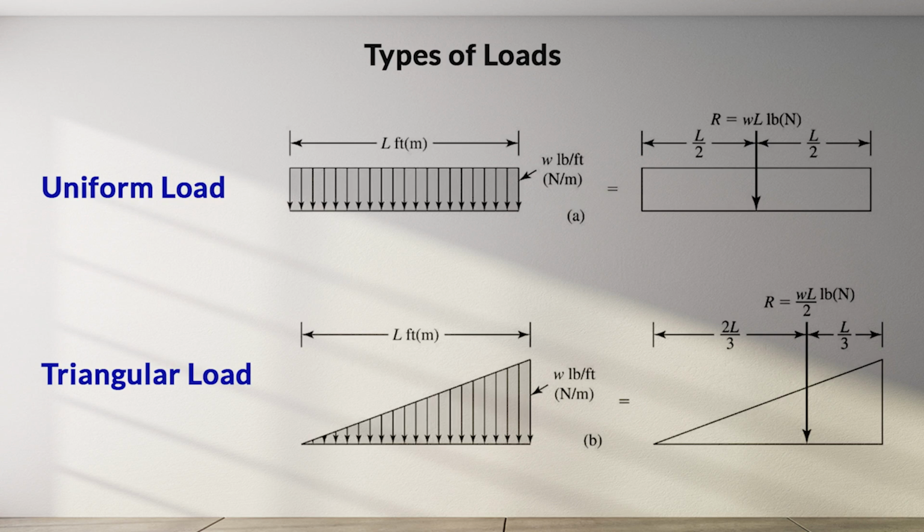The resultant of a triangular load is equal in magnitude to the area of the triangle, which is R equals WL divided by 2. It acts at the geometric center of the triangle at a distance 2/3 of L from the pointed end of the triangle, and a distance of L over 3 from the flat end of the triangle, as shown in the figure.